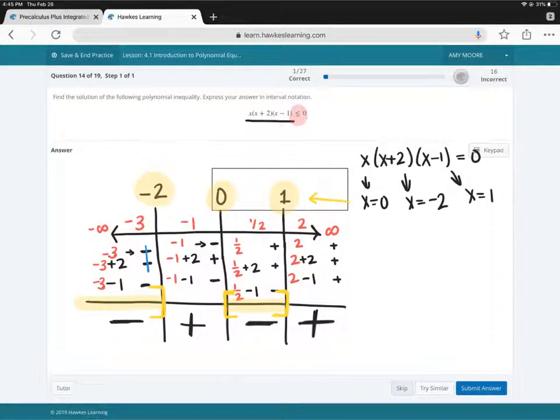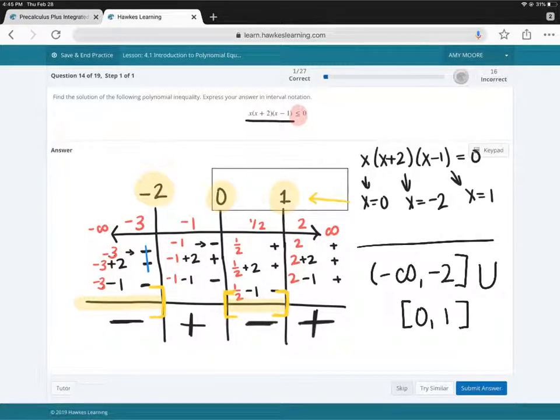So this first region, this thing right here comes over here from negative infinity up to negative 2. So my first region will be negative infinity to negative 2, bracket, union, because I'm jumping over that positive region, 0 to 1, bracket. So that is your final answer.